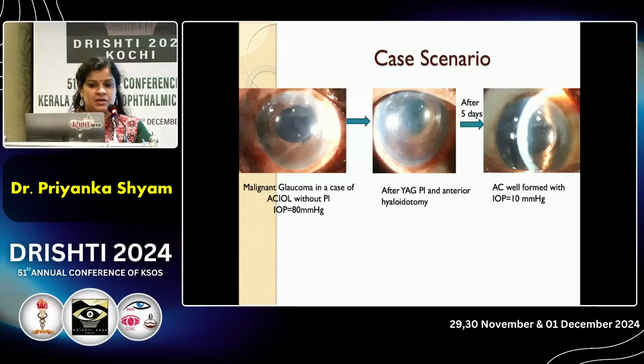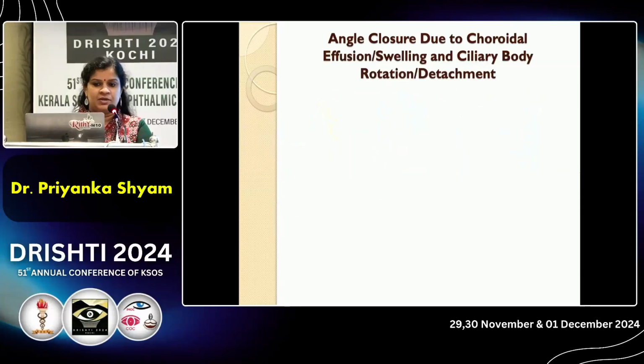So this is a patient who came to me with ACIOL without PI and an IOP of 80 millimeters of mercury. Both peripheral and central anterior chamber were shallow. So the patient was diagnosed with malignant glaucoma. We did a peripheral YAG PI and an anterior hyaloidotomy. Immediate deepening of the AC and reduction of IOP was noted. After 5 days, the AC was well formed with an IOP of 10 millimeters of mercury.